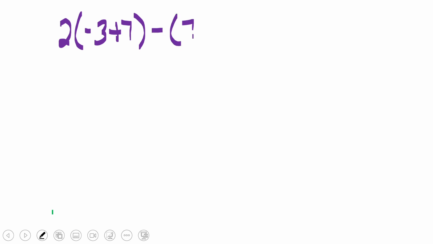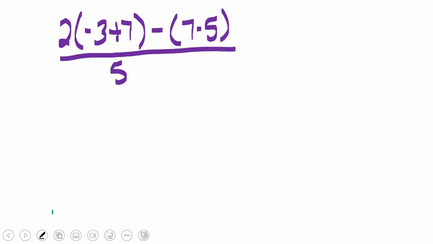Another example. We have something like 2 times parentheses negative 3 plus 7 in parentheses minus parentheses 7 minus 5 in parentheses all divided by 5 minus 3 times parentheses 1 minus 4 in parentheses. We're going to start with the order of operations, parentheses first, groupings first. And we have 3 sets of groupings here to address, so we'll address all those.